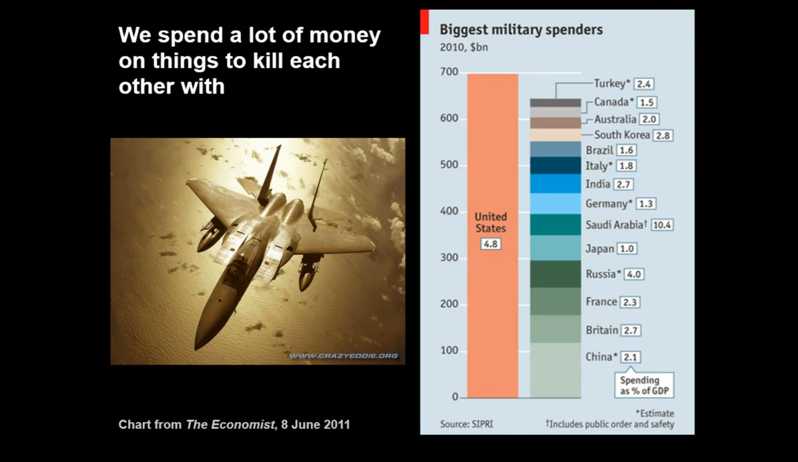And yet, we make some progress, but we're also pretty good at killing each other. So we've spent a lot of money each year. The US spends about $700 billion. China spends a huge amount as well, about $200 billion. And then a range of other countries spend a whole heap of money, basically to kill each other.